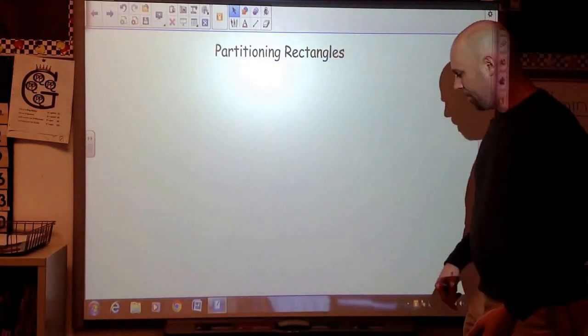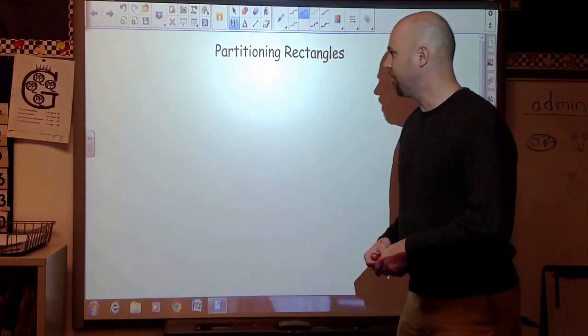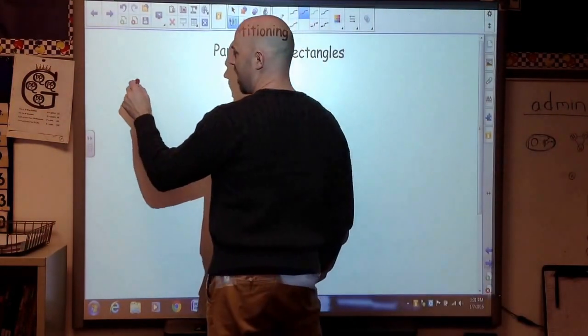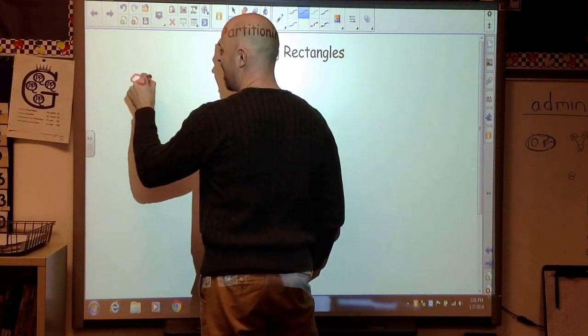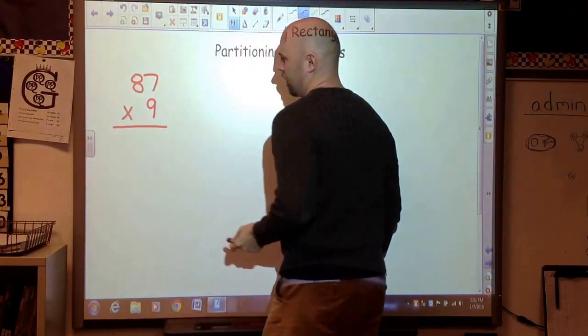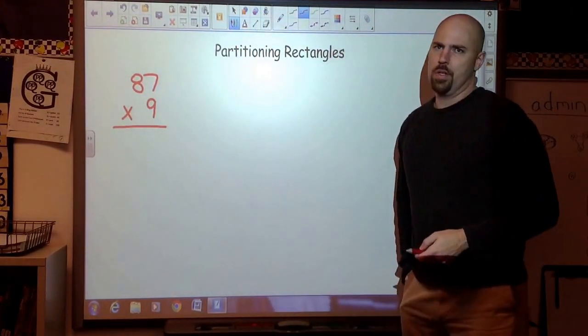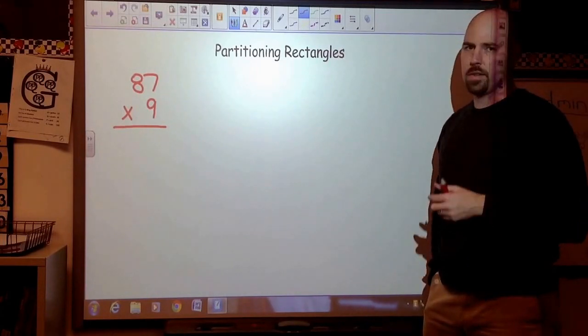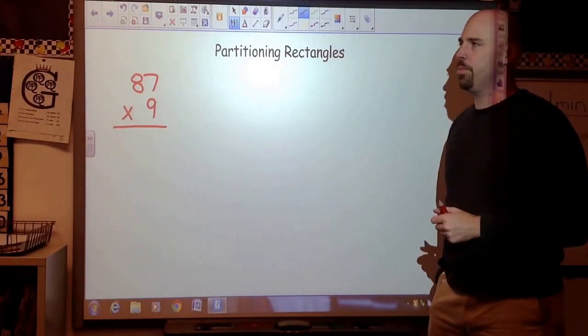So let's go to a blank piece of paper. I'm going to give the kids another problem, and let's get real crazy here. Let's go with something like 87 times 9. Now that's a big one we wouldn't be able to do at the beginning of the school year. That's a pretty big math problem. Partitioning rectangles is our intro into being able to do problems like that.